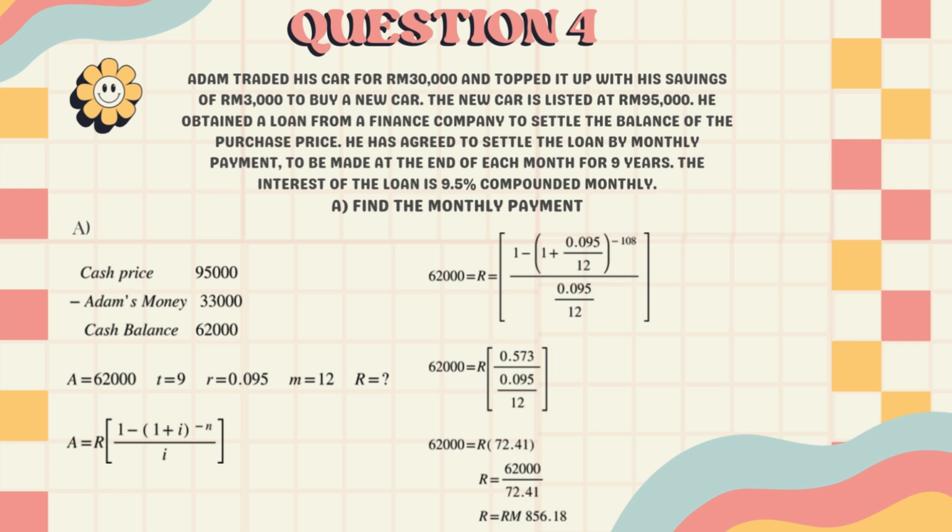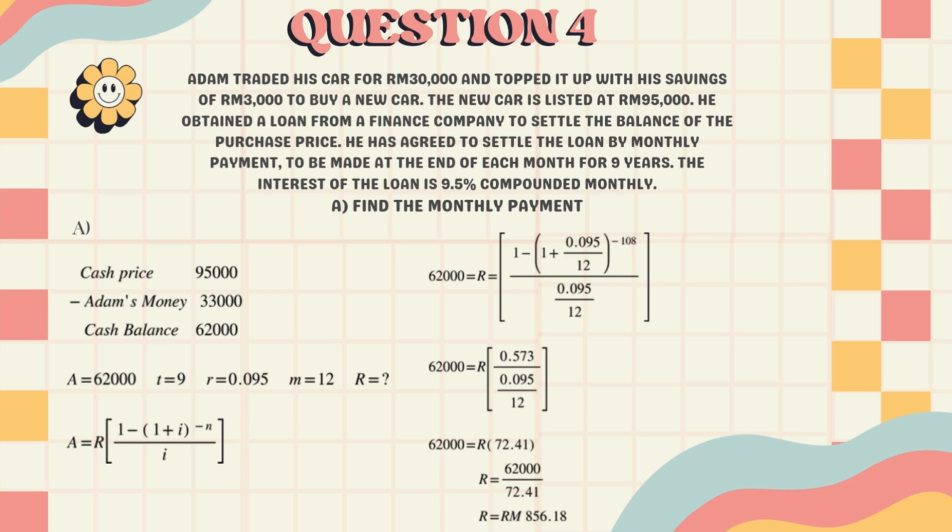Cash price 95,000 ringgit minus trade-in 30,000 ringgit equals 65,000 ringgit is the cash balance as A. So let's list the information we have. A equals 62,000 ringgit, T equals 9, R equals 0.095, M equals 12. We're going to use the formula A equals R open bracket 1 minus open bracket 1 plus I close bracket power minus N divide I. Let's fill in the information using the formula.